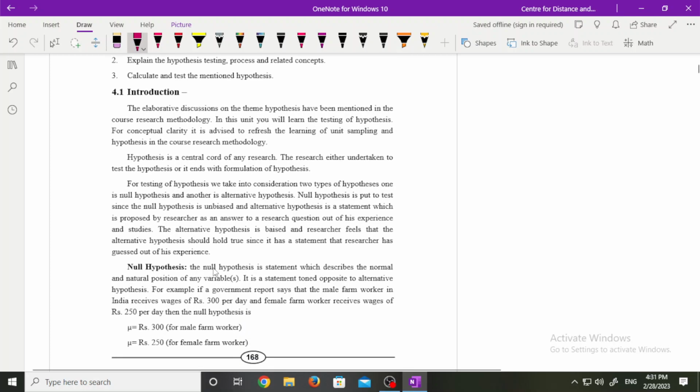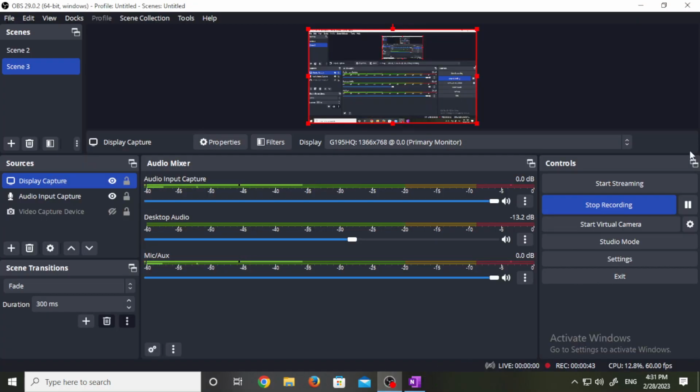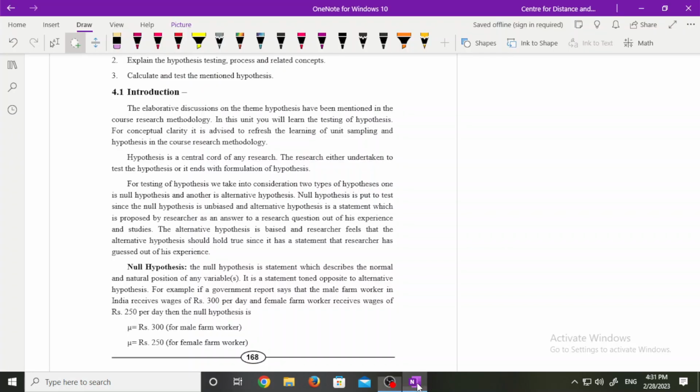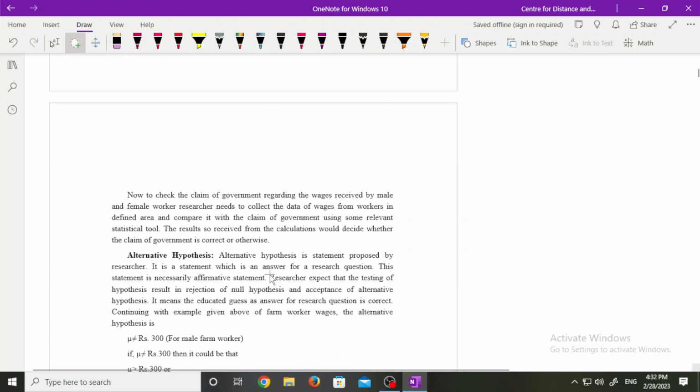Then for this hypothesis there are two types of hypothesis. First one is null hypothesis and second one is alternative hypothesis.